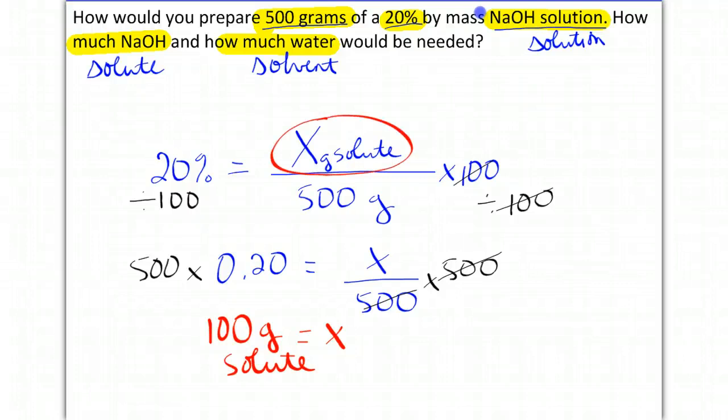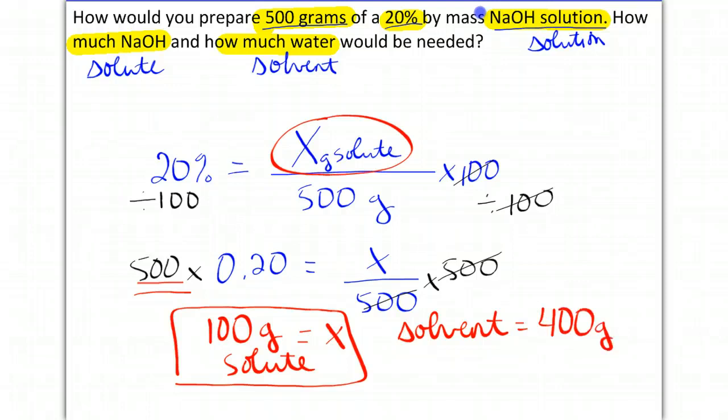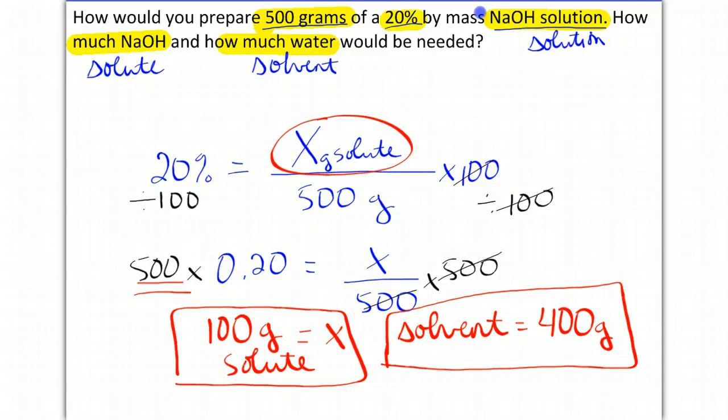Remember, that's what this solved for. So if we have 100 grams of solute and our solution is a total of 500 grams, then that means the amount of solvent is going to equal 400 grams, because 400 plus 100 will give me my total 500 grams of solution.